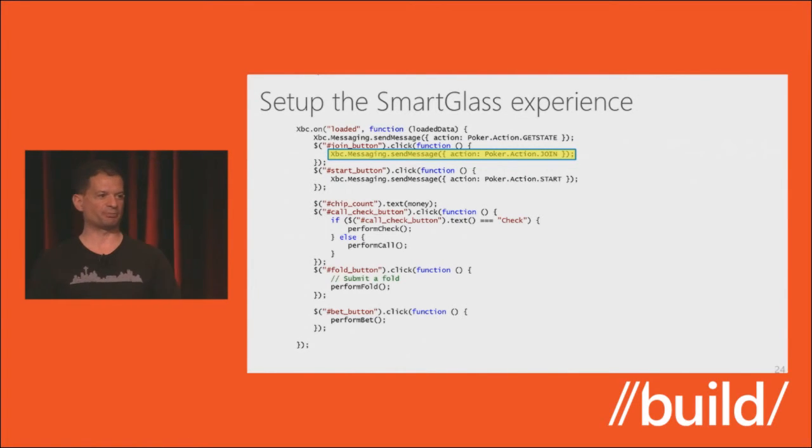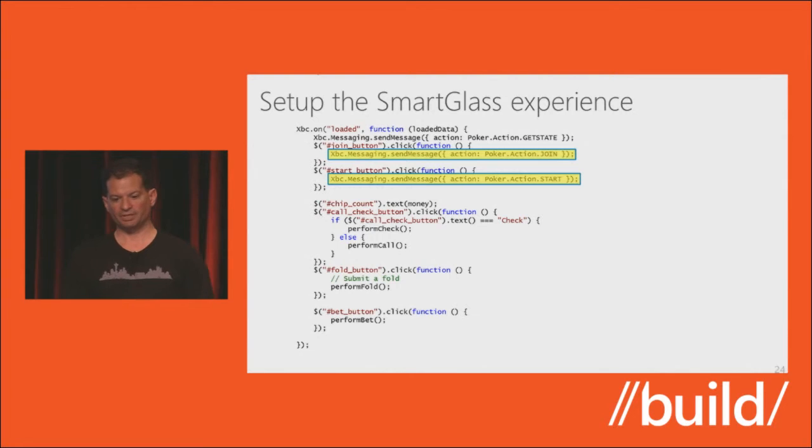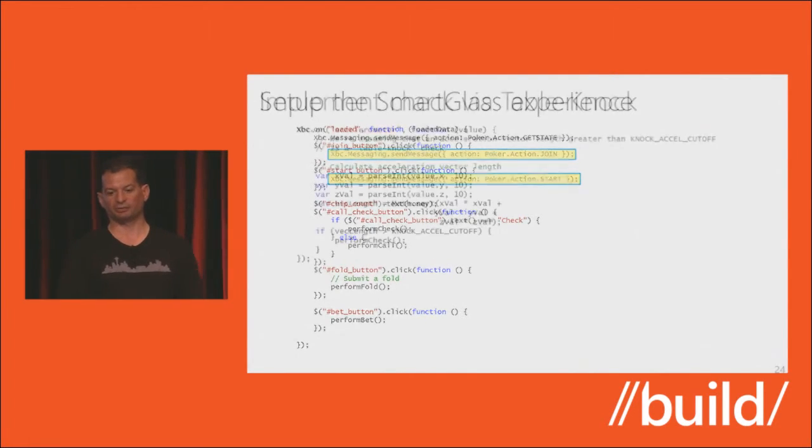And then, as we saw previously on the console side, it will process that message and says, oh, when you click the join button, I'm going to call the add player function. And so similarly here, there's another one when you click the start button or do a fold.